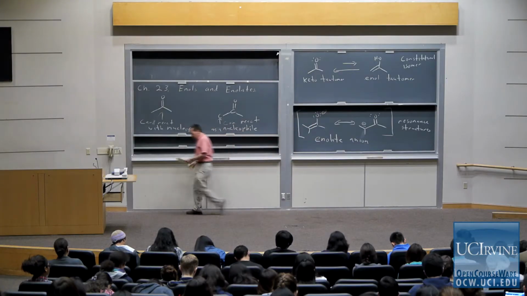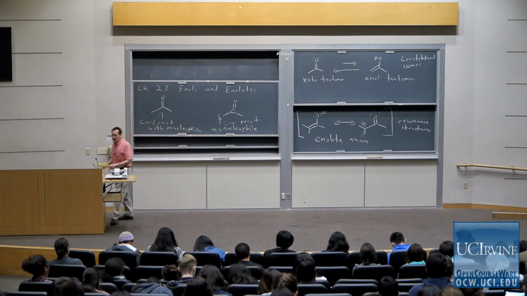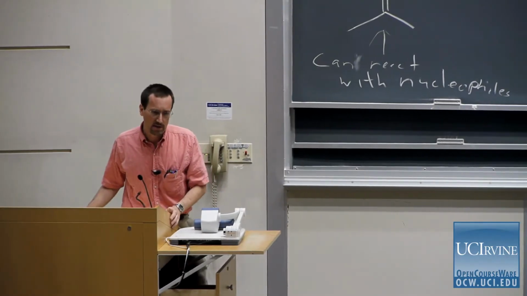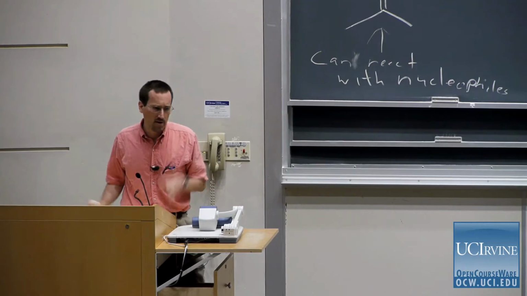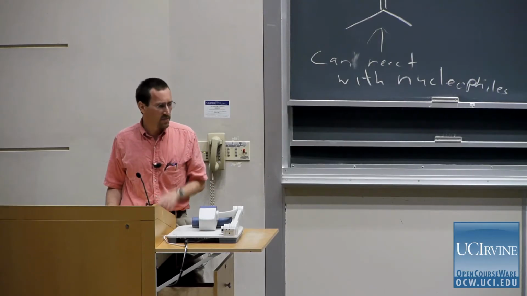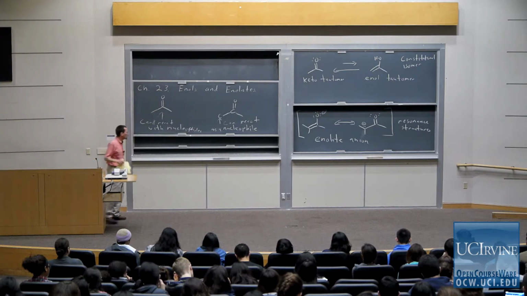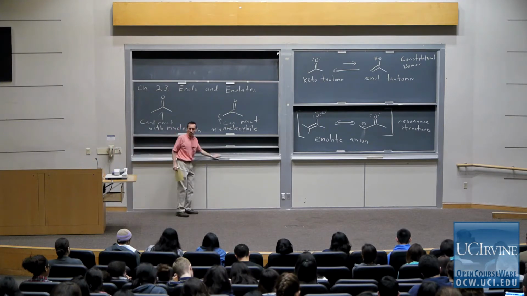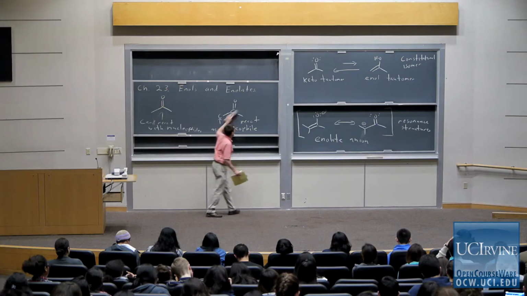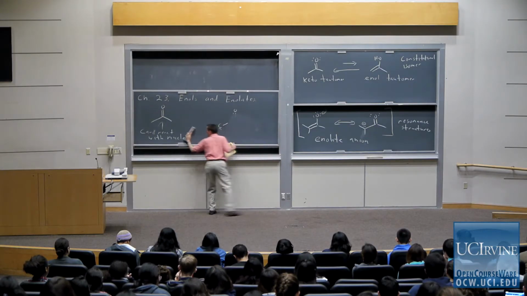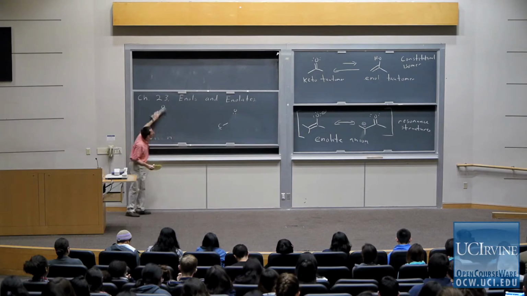All right, and these two sets of variants on the carbonyl, the enol tautomer and the enolate anion, are going to be occupying our thinking for the next couple of weeks, for the next four lectures, as we explore the reactivity of carbonyl compounds, and specifically their ability to react as nucleophiles at the alpha carbon.